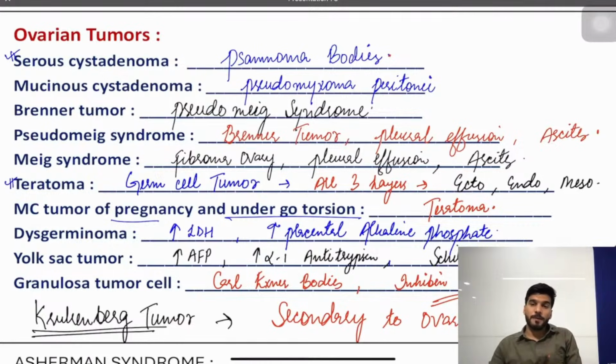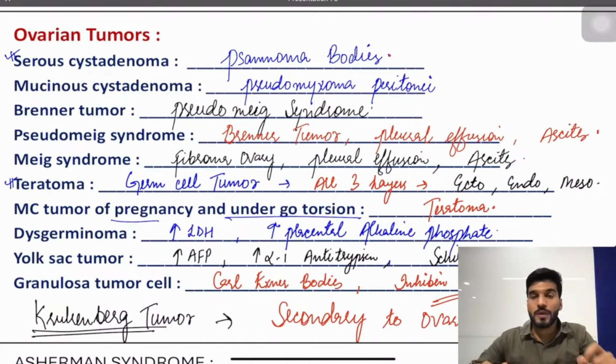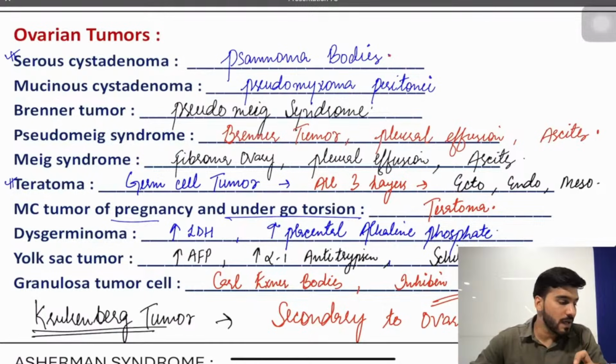Teratoma is a germ cell tumor made of all three layers, and these are the tumors which undergo torsion and are the most common tumors of pregnancy. If increased LDH levels and PLAP are mentioned, you suspect dysgerminoma. If there are Schiller-Duval bodies or increased alpha-fetoprotein or alpha-1 antitrypsin, you mark yolk sac tumor. If there are Call-Exner bodies, rosette-shaped bodies, and the inhibin marker is given, you mark granulosa cell tumor.